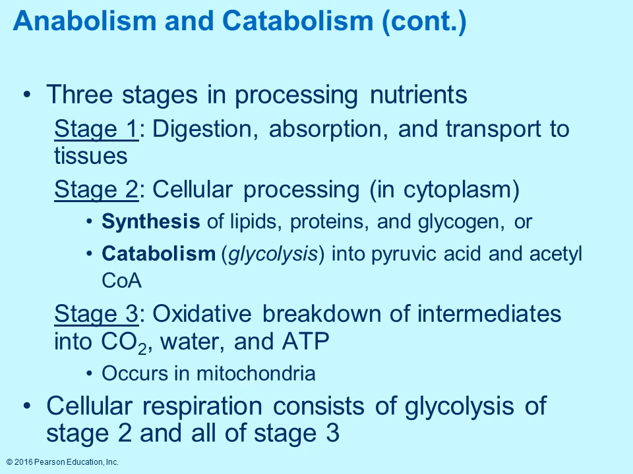Stage 2 is cellular processing. This will occur in the cytoplasm of the individual cells. This is where either you're going to, from the nutrients, synthesize or make lipids, proteins, and glycogen, or you're going to have catabolic reactions occurring, such as glycolysis.